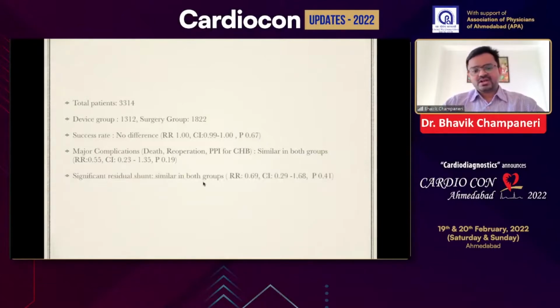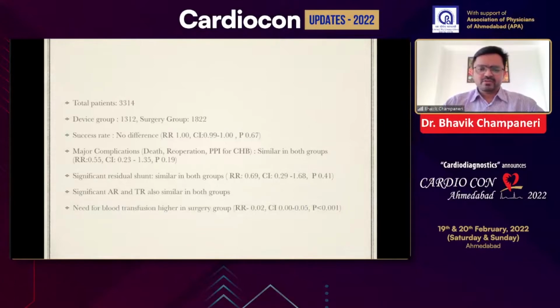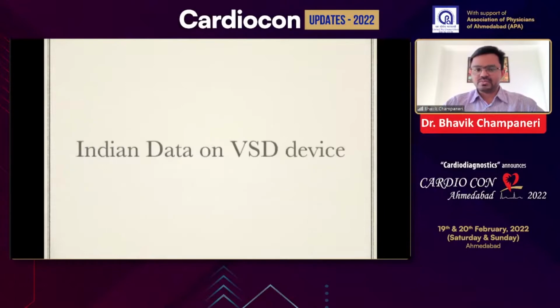The residual shunt, which was significant, was similar in both the groups, with a p-value of 0.41. Aortic regurgitation and tricuspid regurgitation were also found to be similar in both the groups.